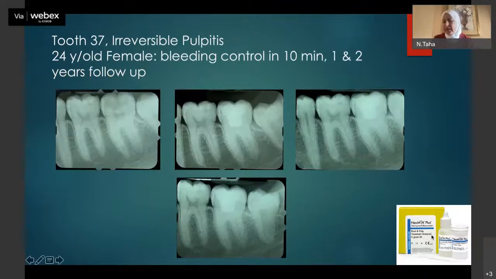This is the new MTA Plus. It comes in a powder and a liquid gel. You can mix it to a consistency similar to IRM, the intermediate restorative material. The advantage of this material is that it's non-staining.